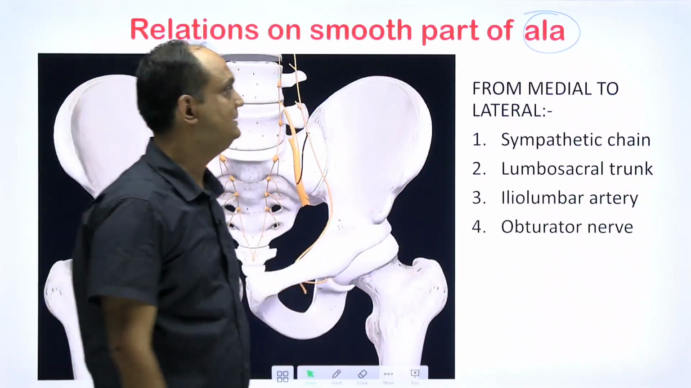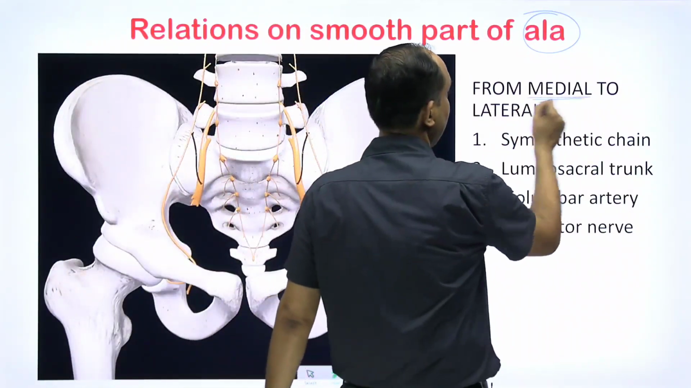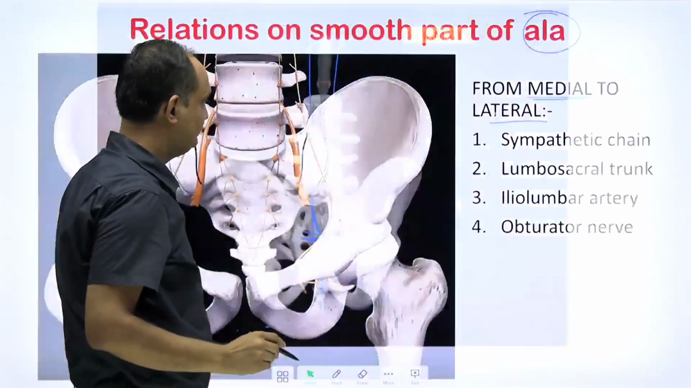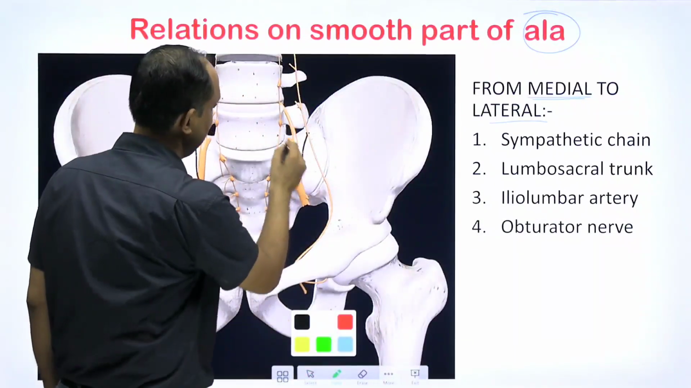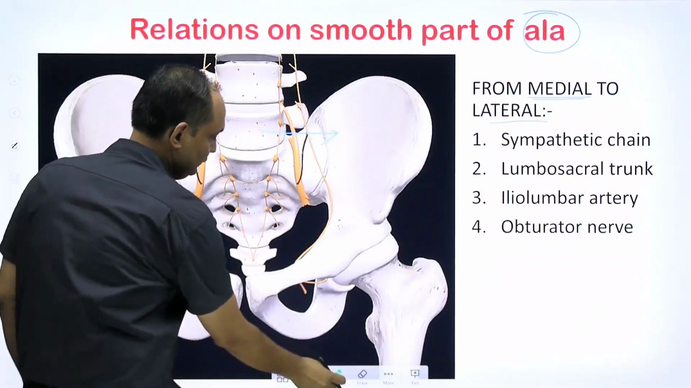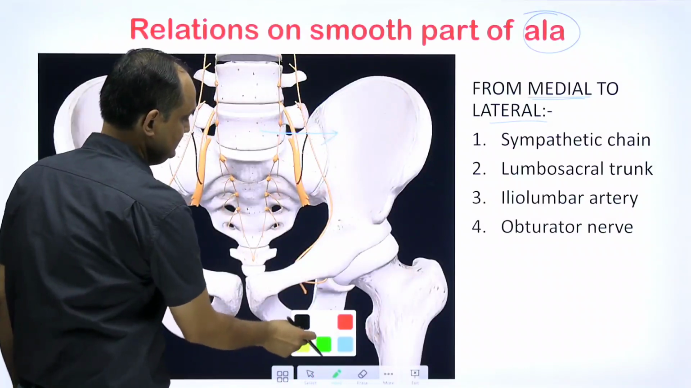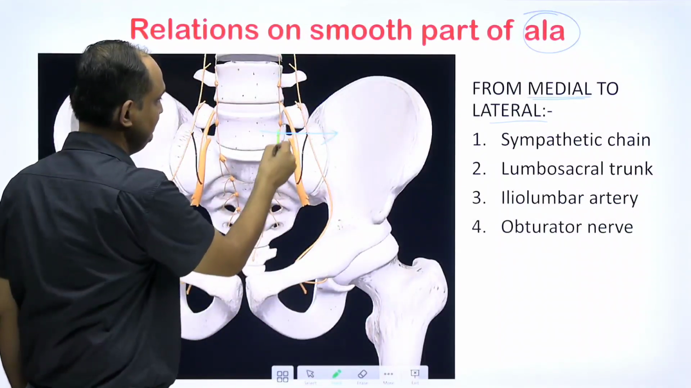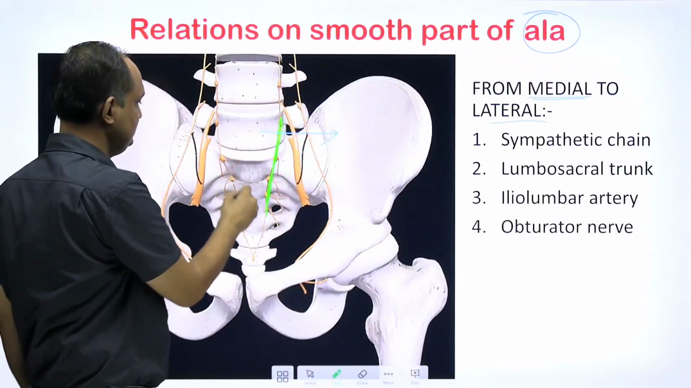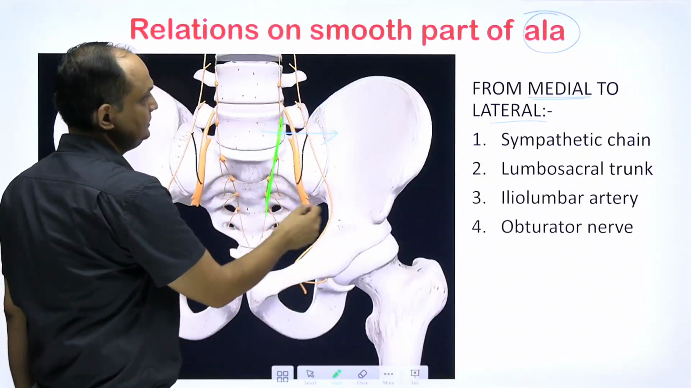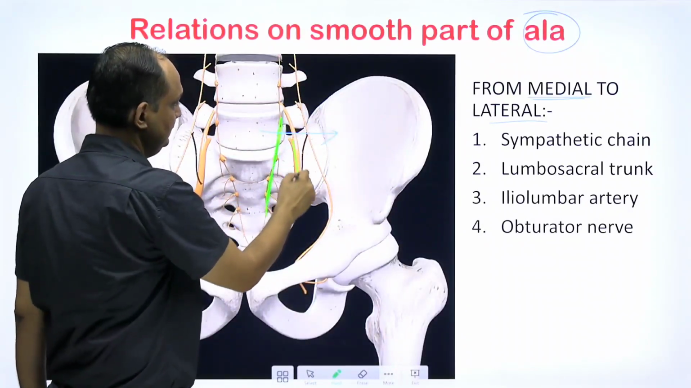Now, the sequence is from medial to lateral. That means you are going from the medial side to the lateral side. So, when you go from medial to lateral side, you are able to appreciate the four structures. So, what are these four structures? First, you can see here the sympathetic chain. Now, the sympathetic chain is a paired structure which is present on both sides of the midline. Next to the sympathetic chain, you have the lumbosacral trunk.